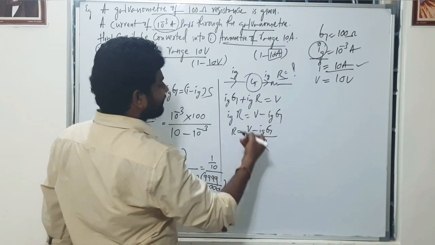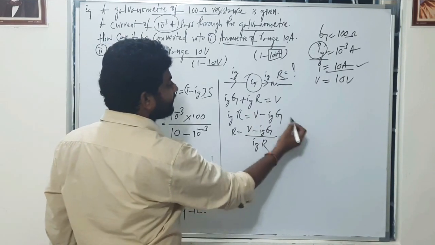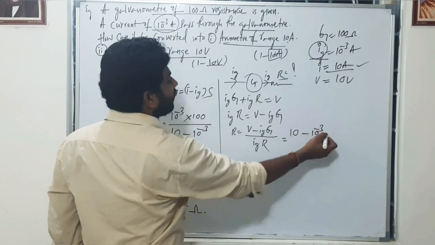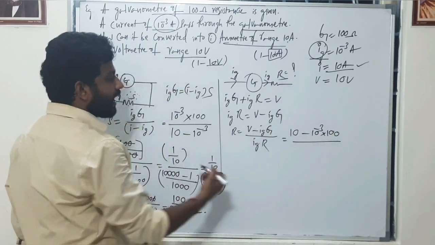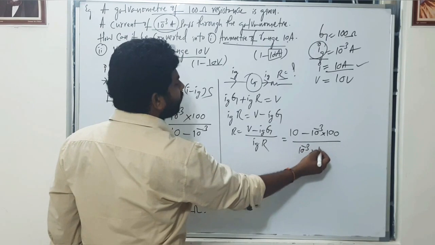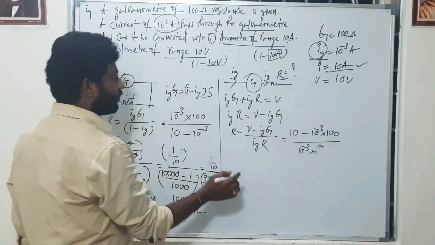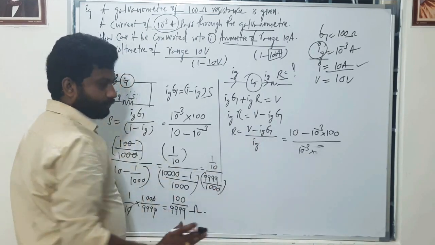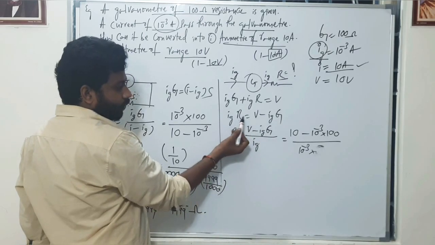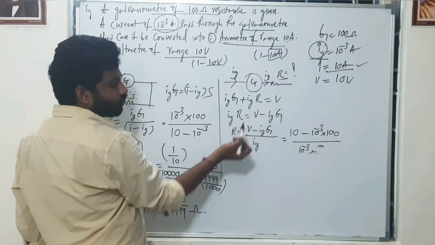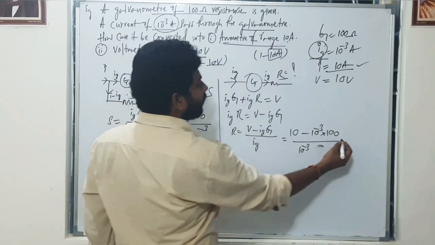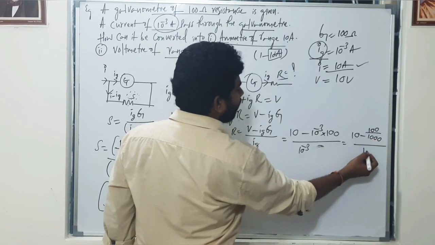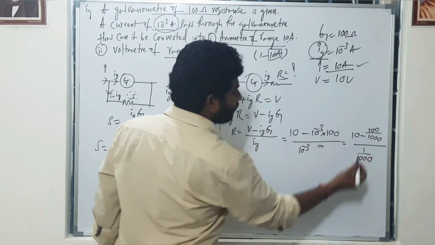Now let's substitute. What is V? V is 10. Ig is 10 to the power minus 3, and G is 100. It's only Ig here. So R is equal to V minus Ig into G, and just this Ig goes to the denominator. That's it. So here 10 minus 100 divided by 1000, divided by 1 by 1000.